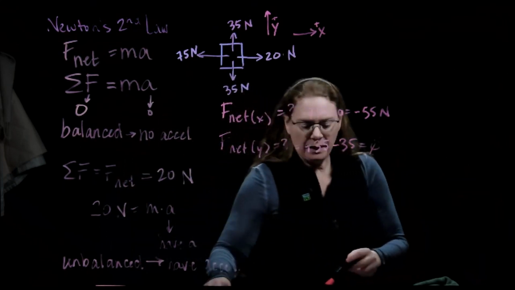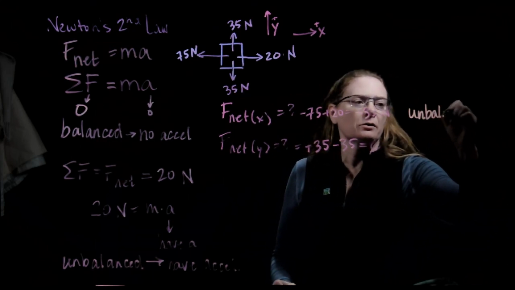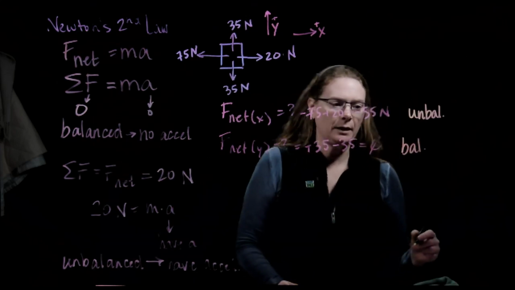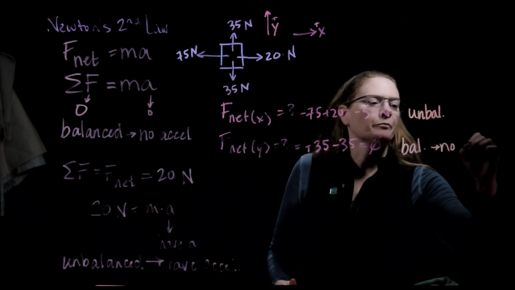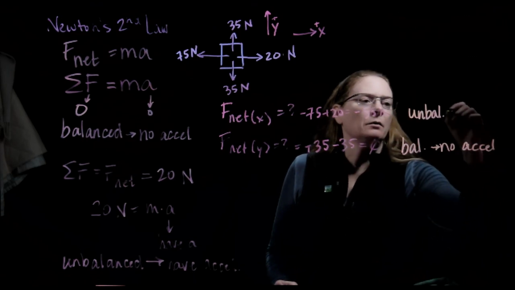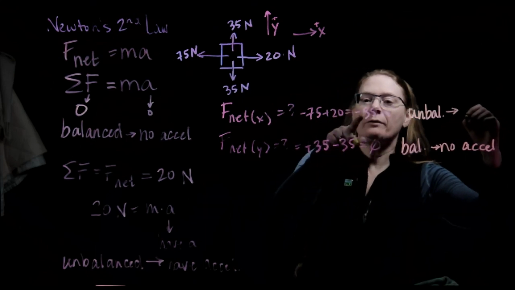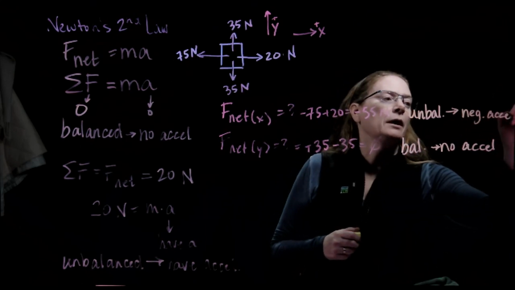So in this case, what would we have? We would have something that's unbalanced in the x direction and balanced in the y direction. So here, no acceleration. And unbalanced means it's accelerating and we have a negative net force. We would have a negative acceleration.